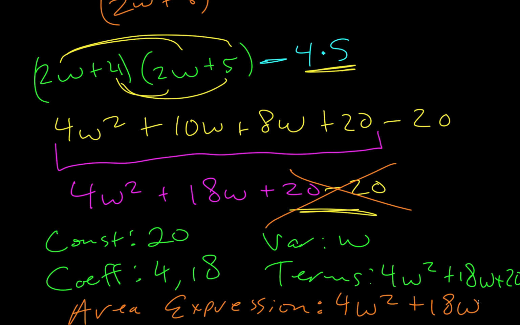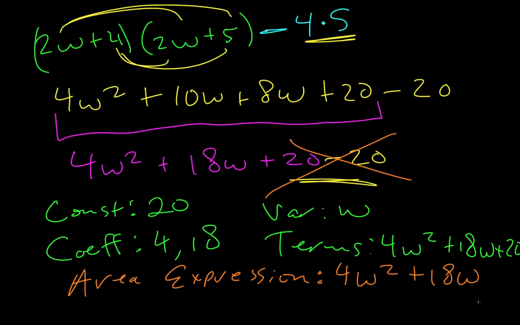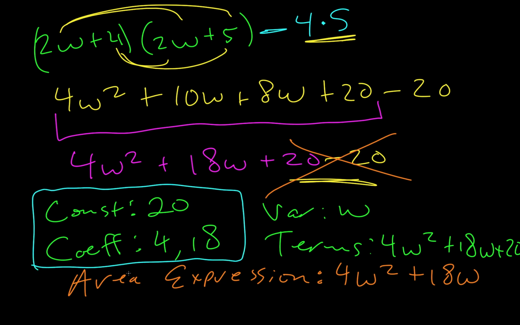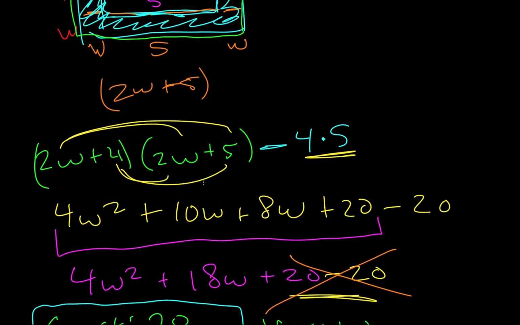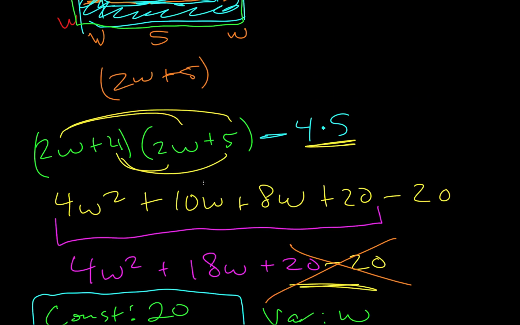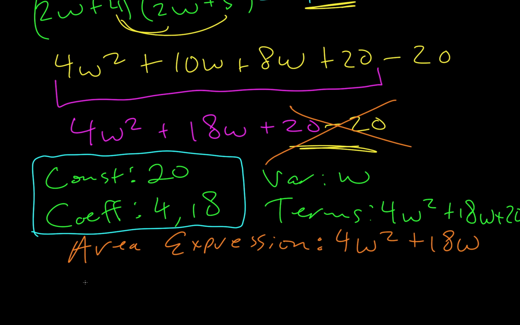Okay. Now, there's also another question that asks, how do the constants and coefficients relate to the dimensions of the picture? So we're only going to focus on the constants and the coefficients. We want to know how they relate to the dimensions of the picture. So the dimensions of the picture, it was 4 by 5 inch. And so if we do 4 times 5, the constant gives us the area.